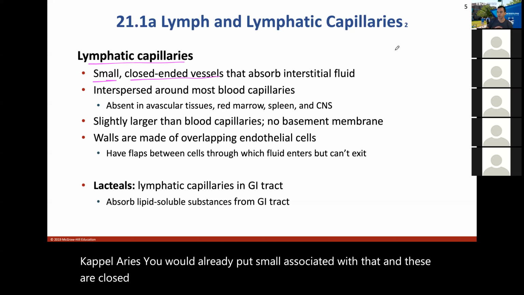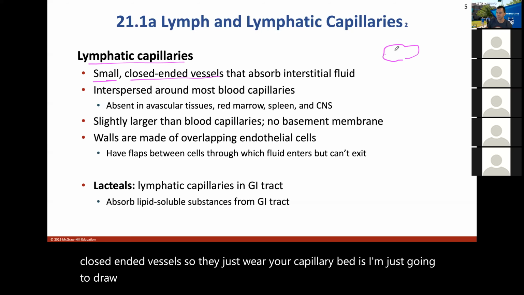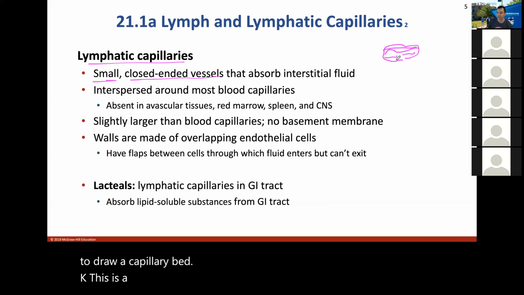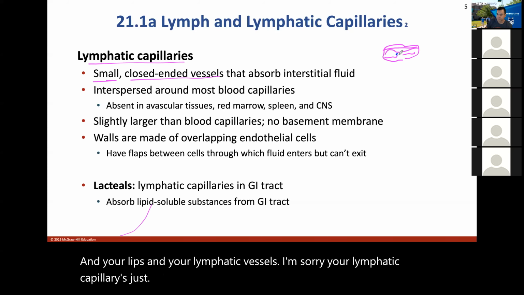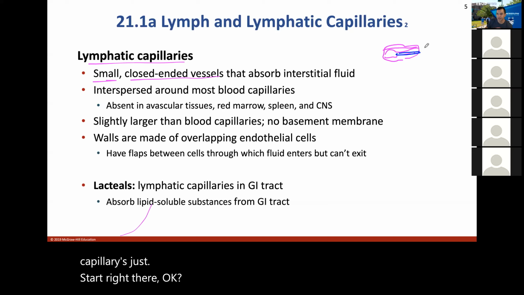So where your capillary bed is, I'm just going to draw a capillary bed. Okay, this is a capillary bed. All right. And your lymphatic vessels, your lymphatic capillaries, just start right there. Okay. There you go. And then back towards the heart.